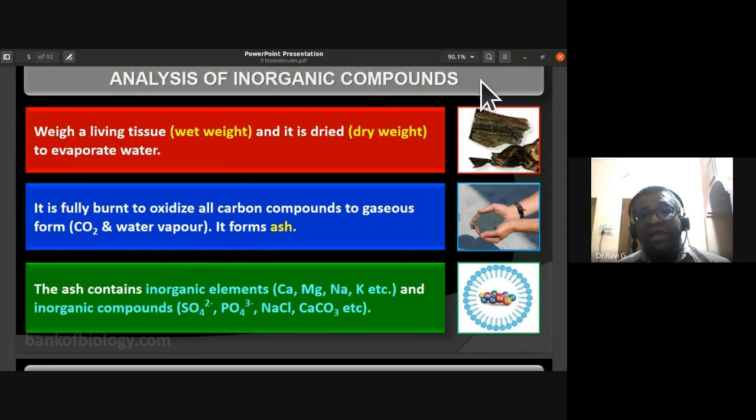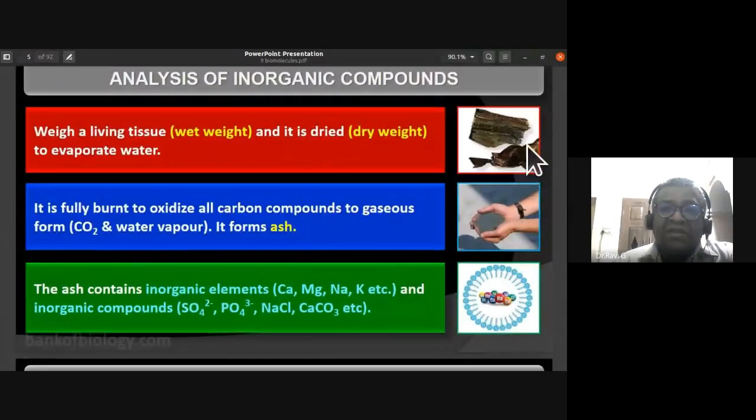So for analysis of inorganic compounds, we weigh a living tissue. Any living tissue, we are going to weigh it, that is the wet weight with moisture. And it is dried. So the dried living tissue, that is the dry weight, is obtained by evaporating water. Then, when it is fully burnt, to oxidize all the carbon compounds so that the organic components of it are all removed. So it is fully burned to oxidize all the carbon compounds to gaseous form. The carbon compounds are going to form carbon dioxide and water vapor.